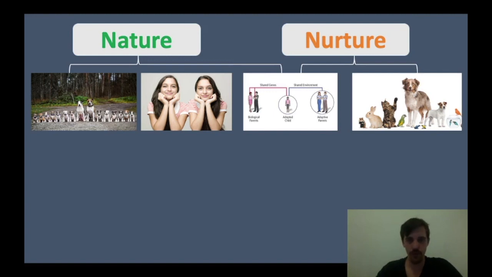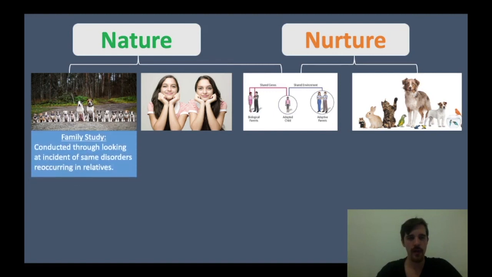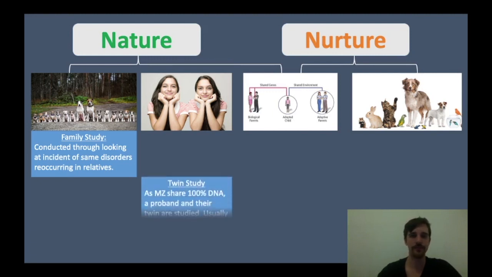So, we start off with family studies. This is conducted by looking at the incidence of the same disorder recurring in relatives. You've got a person who has a particular disorder, and you want to look at how often it recurs in the family. Knowing your family history is extremely important. In fact, it is often a question a doctor might ask when you go in for a particular treatment: do you have a history of this occurring in your family?